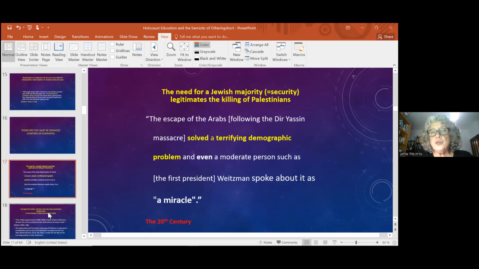The need for a Jewish majority, which is the highest principle in Israel because that means security, legitimates the killing of Palestinians. For example, a quote from a textbook: "The escape of the Arabs following the Deir Yassin massacre solved a terrifying demographic problem, and even a moderate person such as the first president, Weizmann, spoke about it as a miracle."